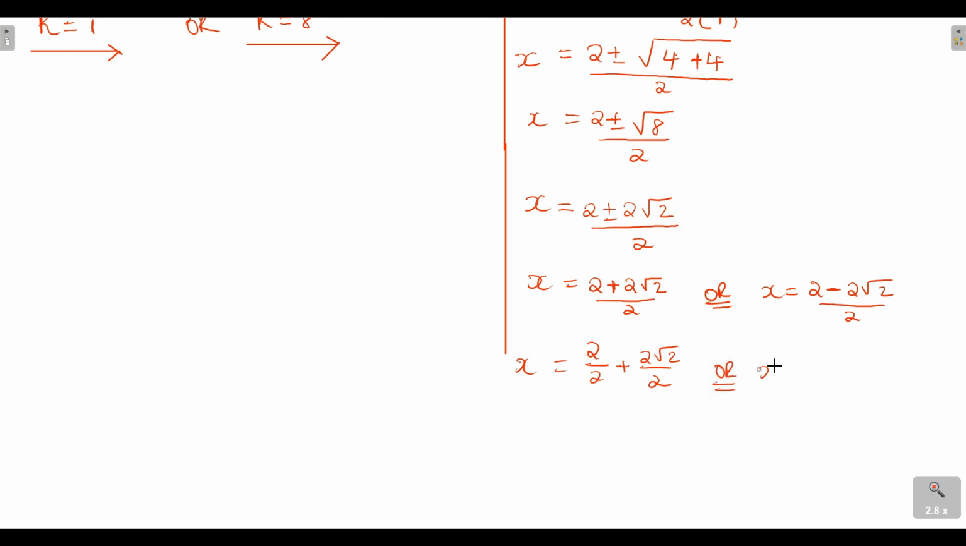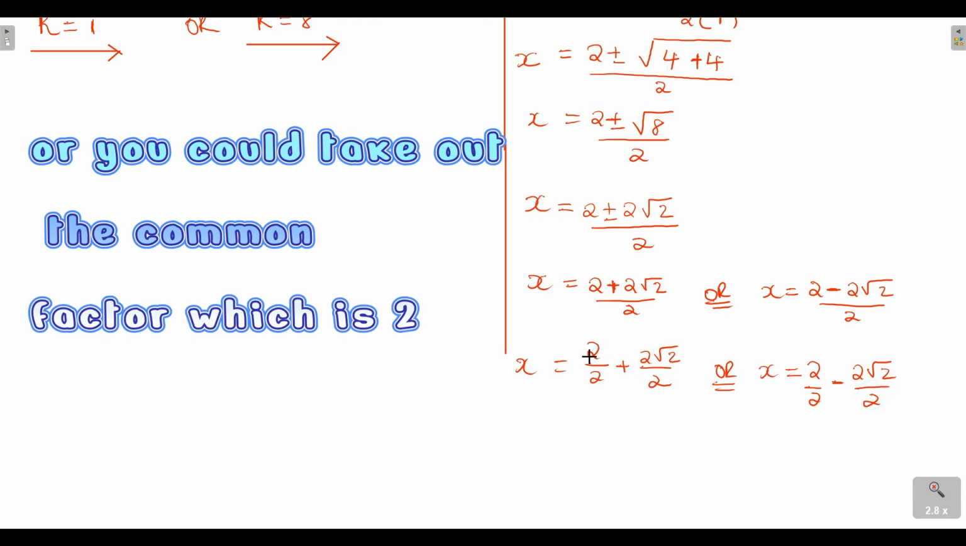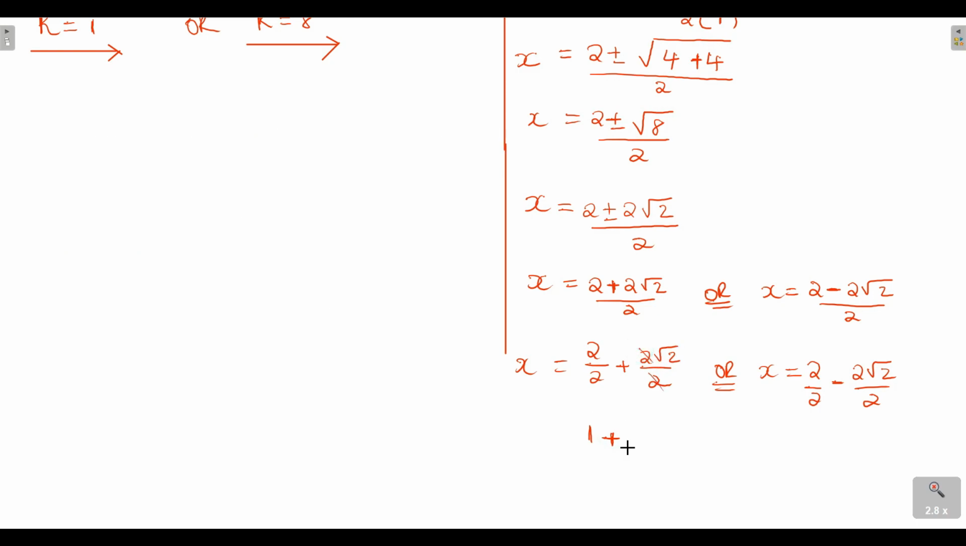It's very fun. Okay, x is equal to, this is the same as saying 2 divided by 2 plus 2 square root 2 divided by 2. So 2 divided by 2 is 1 plus 2 square root 2 divided by 2. Do you see those 2's cancel? And you'll just be left with square root 2.